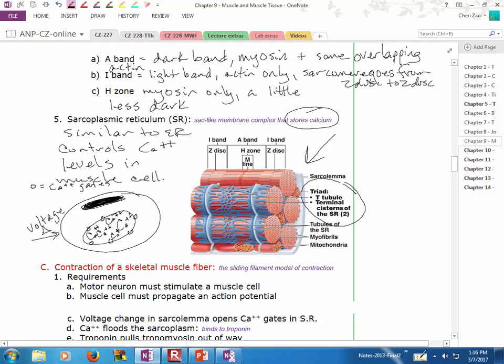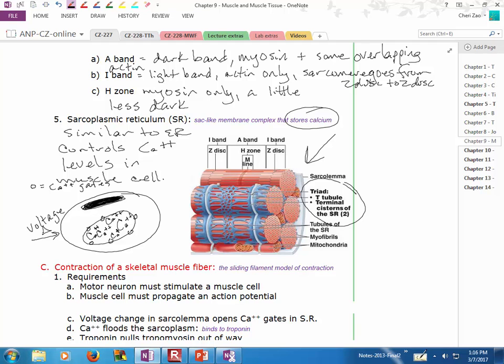So voltage delta equals voltage change will be experienced by the muscle cell's membrane. And what's another name for a muscle cell's membrane? Sarcolemma. Sarcolemma, that's right. So it's all these new words that we have to learn. So now the muscle cell membrane is going to experience a voltage change. The sarcolemma will experience a voltage change, and that will open calcium gates.